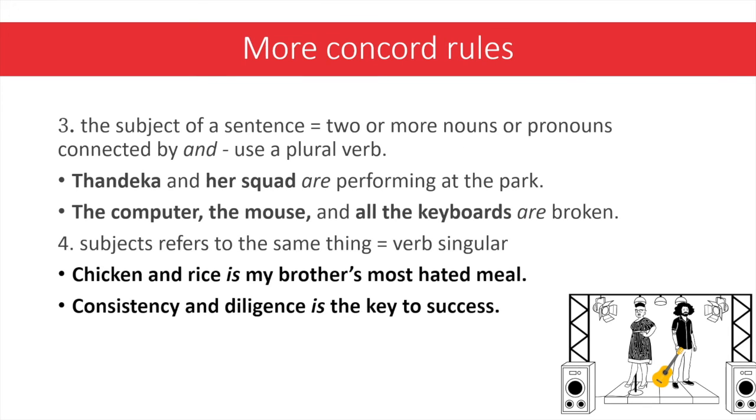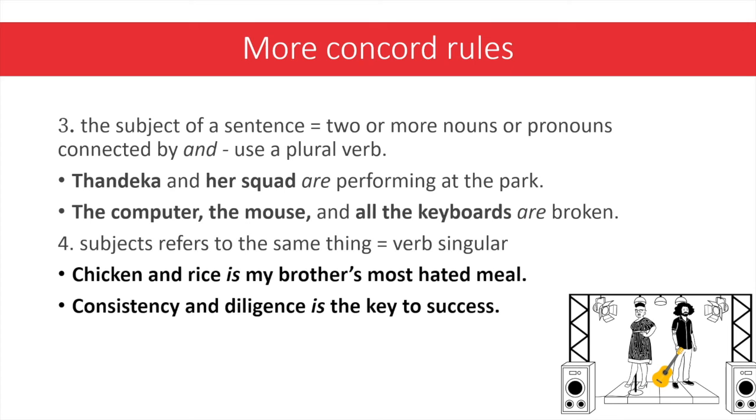Now, when the subject of the sentence is composed of two or more nouns or pronouns connected by and, you will normally use a plural verb. Now, have a look there. Tandeka and her squad. Yes, a squad could be one whole concept, but because we've added Tandeka separately, it makes it two different things now. And therefore, if I say Tandeka and her squad, we could maybe use they are, not they is. Tandeka and her squad are performing.